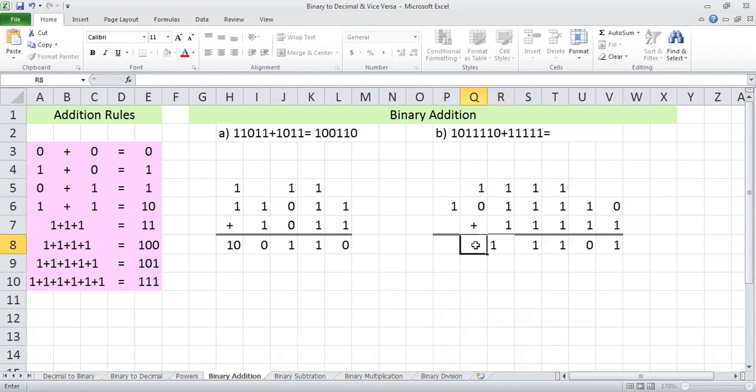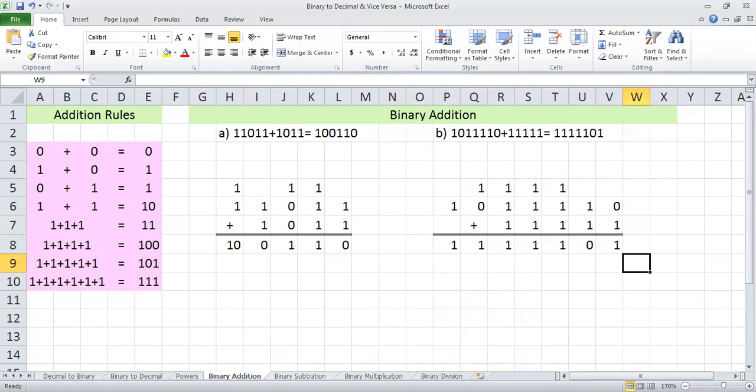1 plus 0 is 1 and this is 1 only. So the answer is five 1s, then 0 and then 1. This is the answer, right? I hope it is clear to everyone. Addition is simple, but you just have to remember the rules of addition: 1 plus 1 is 10, 1 plus 1 plus 1 is 11, 4 times 1 will be 100, 5 times 1 will be 101, and 6 times 1 will be 111.